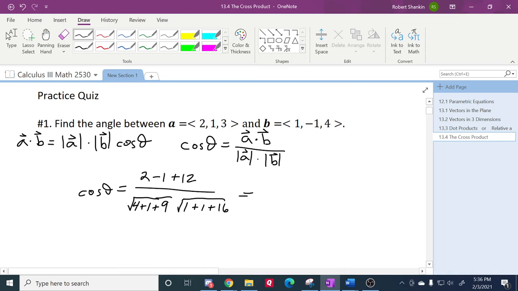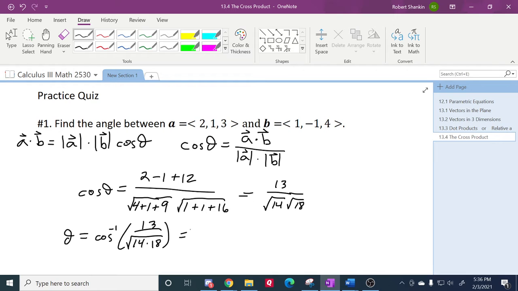So this is 13 on the top. This is the square root of 14 times the square root of 18 on the bottom. So then theta is the inverse cosine of this. And you can give the angle theta in either mode.